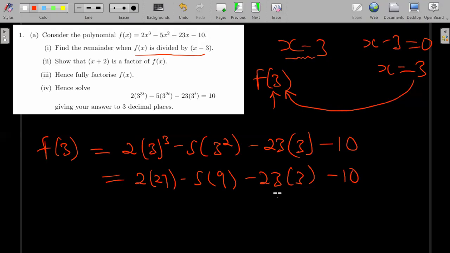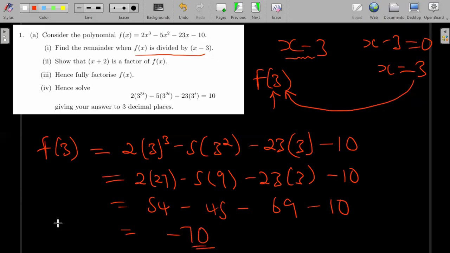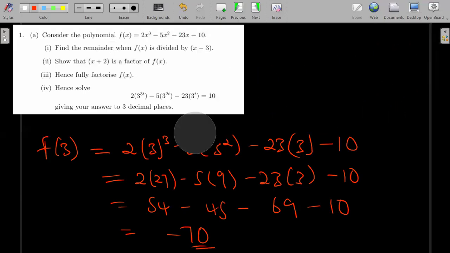So now let's multiply. 2 multiplied by 27 is 54, minus 5 multiplied by 9 is 45, then minus 23 multiplied by 3 is 69, and then minus 10. When we add all this, we get minus 70. So it means that minus 70 is our remainder when we divide this polynomial by x minus 3. That was the first part. Let's look at the second part.